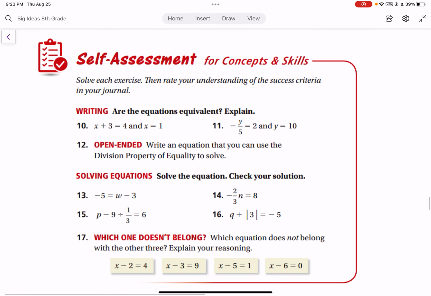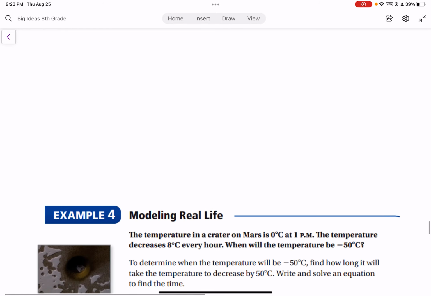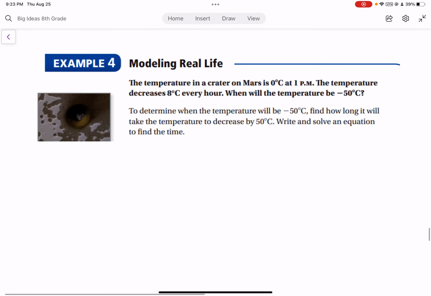There's a self-assessment section. This would be really good for you to all go over on your own. But we'll talk about the modeling in real life. The temperature in a crater on Mars is 0 degrees Celsius at 1 p.m. The temperature decreases by 8 degrees Celsius every hour. When will the temperature be negative 50 degrees Celsius?